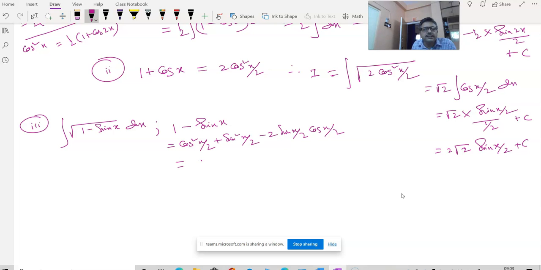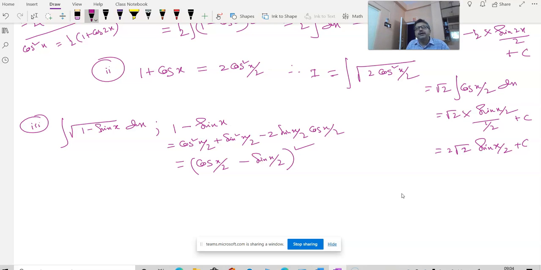This you write as cos x by 2 minus sin x by 2 whole square. If you have arguments that why not sin x by 2 minus cos x by 2, then I have to tell you that the interval of x is given, then only you can decide. If it is not given, you can write anything.